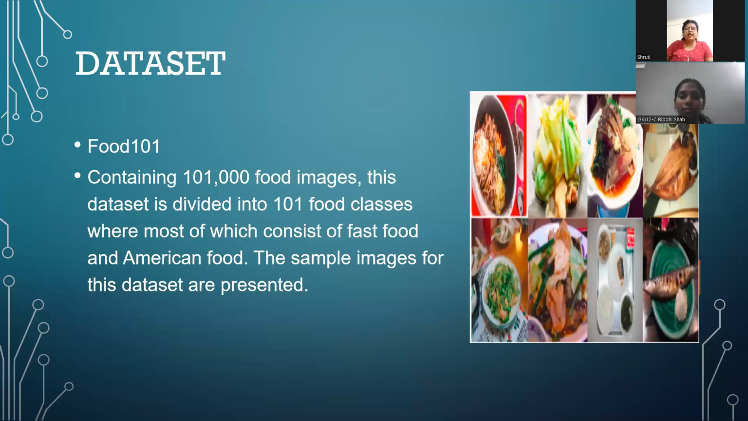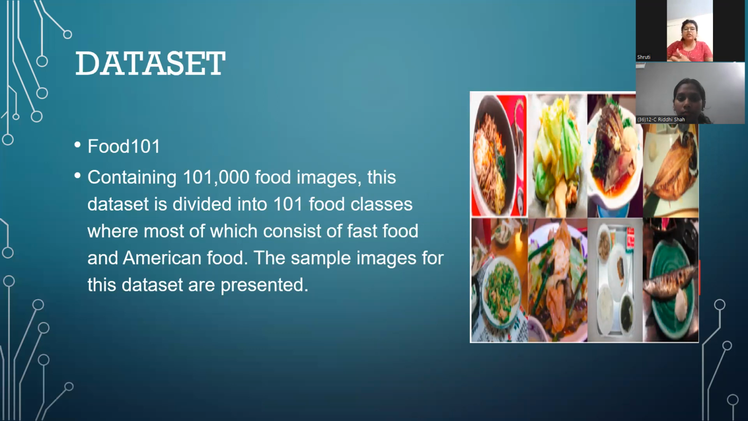The dataset we have used in this project is Food 101, which is publicly available on Kaggle. It has 1,000 food images, and the dataset is divided into 101 food classes, which mostly consist of fast food and American food, and samples are present in this image.